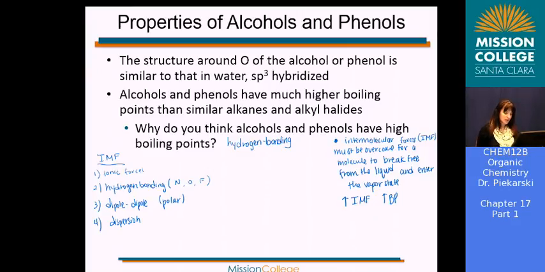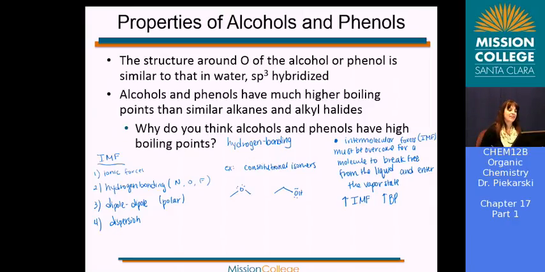Okay? So let me give you an example. Let's say I have constitutional isomers, and I ask you to rank them based on boiling point. So for example, I have dimethyl ether and I have ethanol, right? Same molecular formula, different structures. Which one would you predict would have the higher boiling point and why?